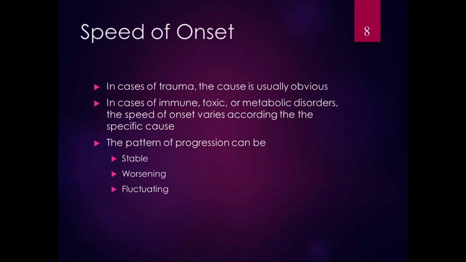Worsening is that it just gets worse and worse over time, and fluctuating, where it gets worse and it gets better, it gets worse and it gets better. So worsening, if you think of something like Parkinson's, that tends to have a worsening pattern of progression over time. Fluctuating can be like relapsing, remitting MS, where it gets worse and then it gets better, and then it gets worse again and then it gets better. So it's not a steady progression of worsening.